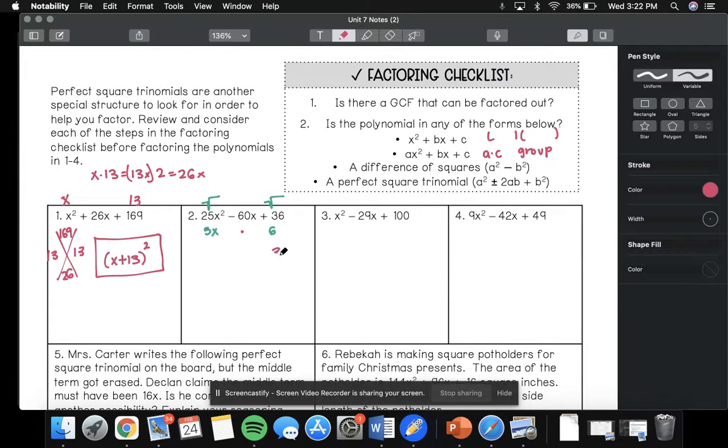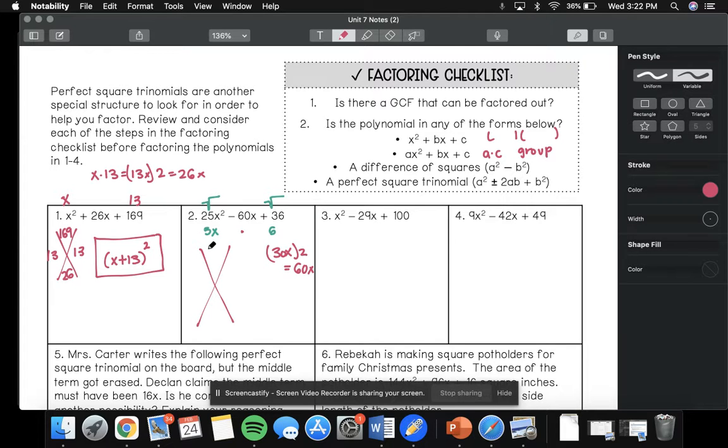5x times 6, which would be 30x, and then doubling it. And it does get 60x. So it seems like this will be a perfect square trinomial. Okay. And if you were like, man, I have no idea what she just did, you could do 25 times 36. So let's do 25 times 36.